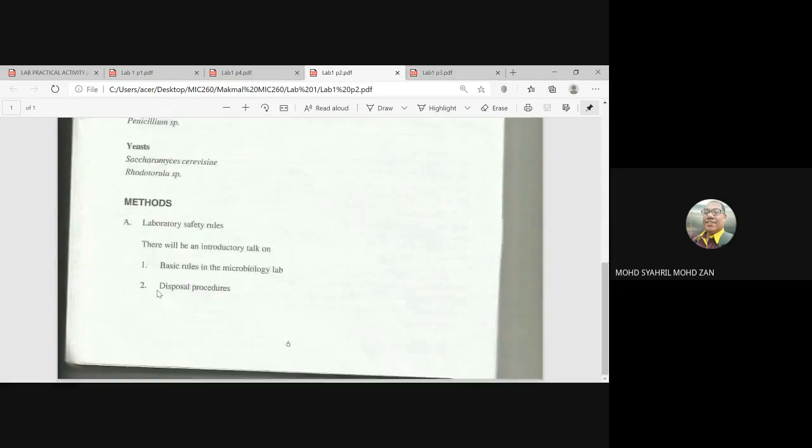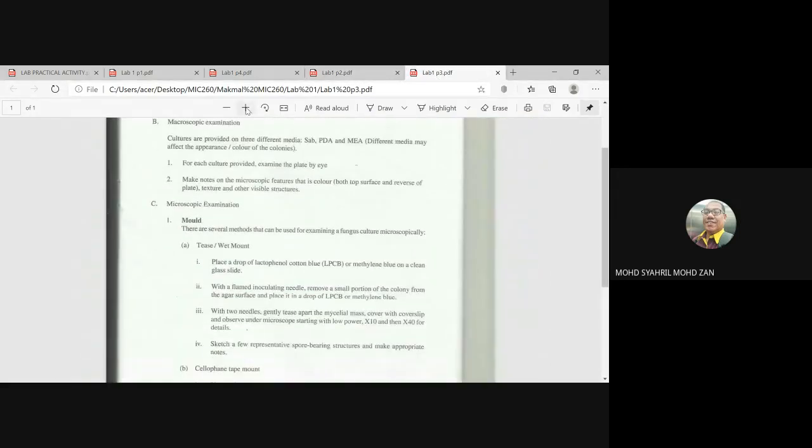Okay. Alright, objective number 1, the laboratory safety rules. There will be an introductory talk on basic rule in the microbiology lab and disposable procedure. Okay. Kalau in actual lab akan ada lah briefing tersebut. Okay. Alright, continue.